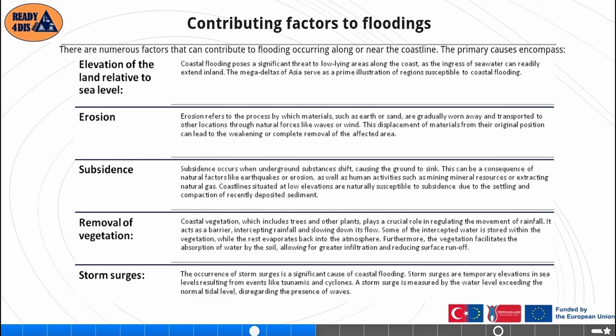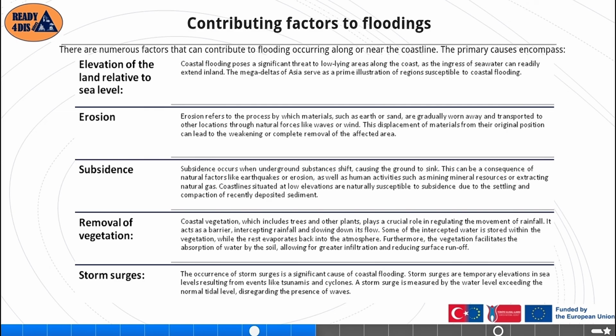Removal of vegetation. Coastal vegetation, which includes trees and other plants, plays a crucial role in regulating the movement of rainfall. It acts as a barrier, intercepting rainfall and slowing down its flow. Some of the intercepted water is stored within the vegetation, while the rest evaporates back into the atmosphere. Furthermore, the vegetation facilitates the absorption of water by the soil, allowing for greater infiltration and reducing surface runoff.